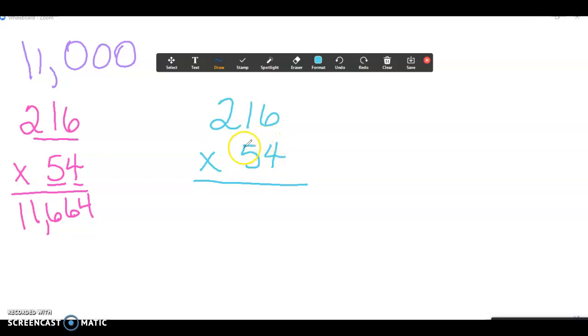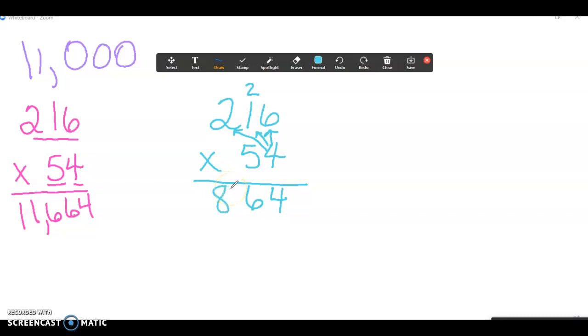All right, so we're going to forget about the 5 for a minute. It's not even there. We want to just deal with the 4. So first, 4 times 6 is 24. Then this way, 4 times 1 is 4 plus 2 is 6. 4 times 2 is 8.